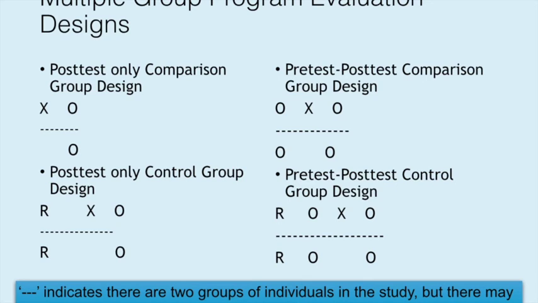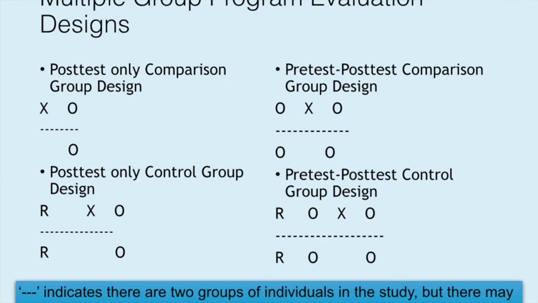If we have a control group, this just means that participants were randomized into those groups. So a post-test only control group design would be we had all the individuals at the start. Then we randomized them into two groups, one that received the intervention and one that didn't. And then we measure their outcomes at the same time point after the intervention for the one group.